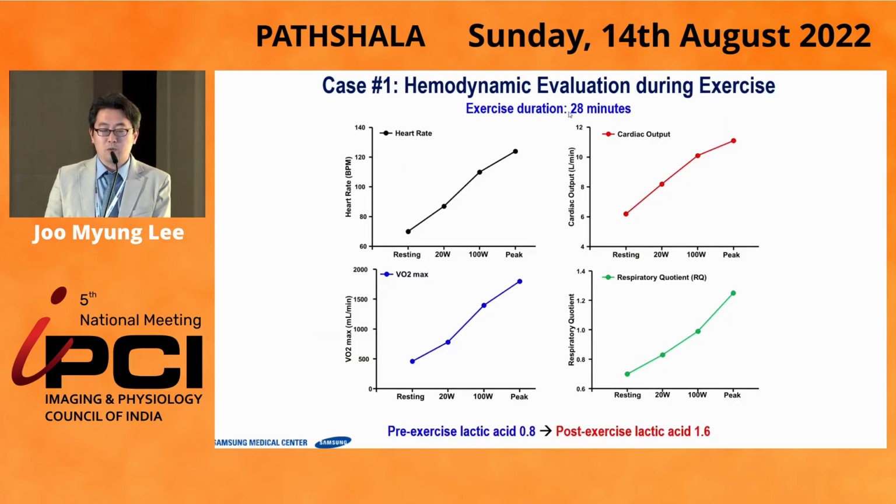So we did the supine bicycle exercise as a research protocol. Total exercise duration was about 30 minutes. While he was exercising, heart rate rose, cardiac output increased, and VO2 max, you can see, increased hugely during the exercise. At peak exercise, his RQ value was around 1.3, meaning he did very well up to the peak exercise level. After exercise, his lactic acid level doubled, but within the normal range.